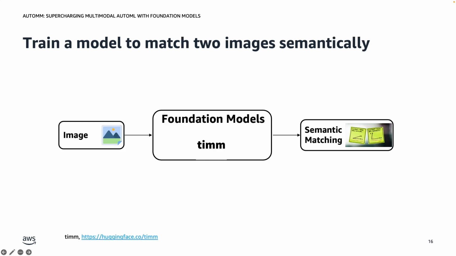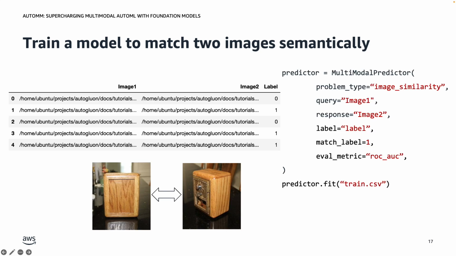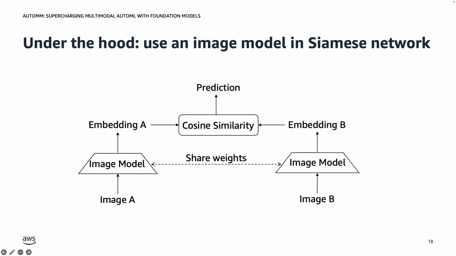Besides 2 texts, we can also semantically match 2 images. Here is one example to match online products from different views. The API usage is quite similar to text matching. The only difference is we need to use image similarity as the problem type. The method we use is also similar to text matching.